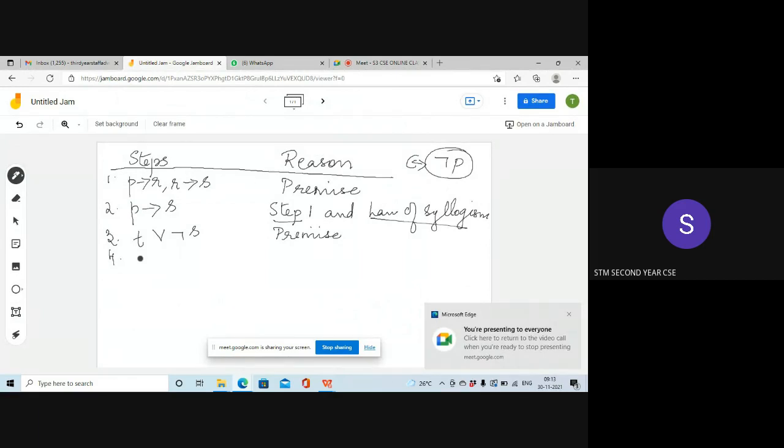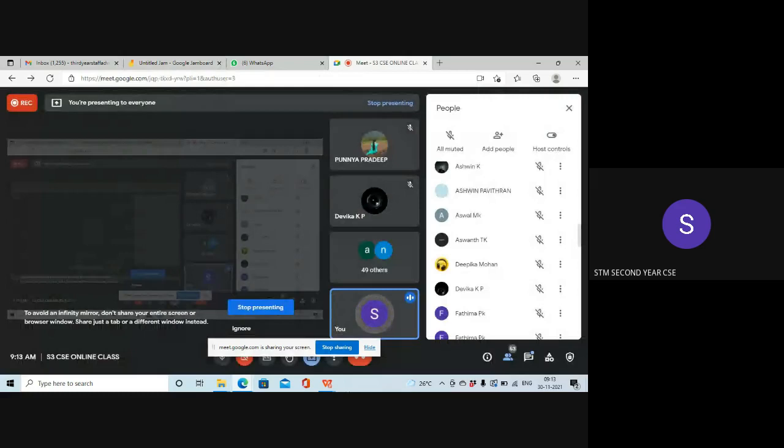And in the next step, to this step 3, I'm going to apply commutative law. What is commutative law? We had studied it earlier in laws of logic. What is commutative law? A or B is the same as B or A. That is commutative law, isn't it?